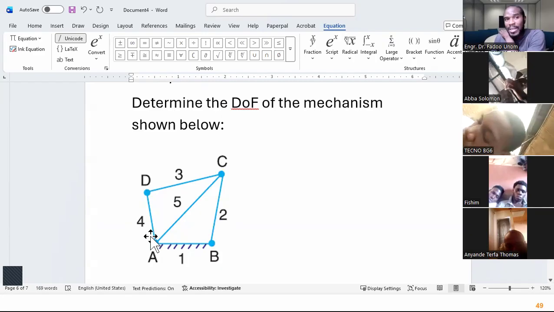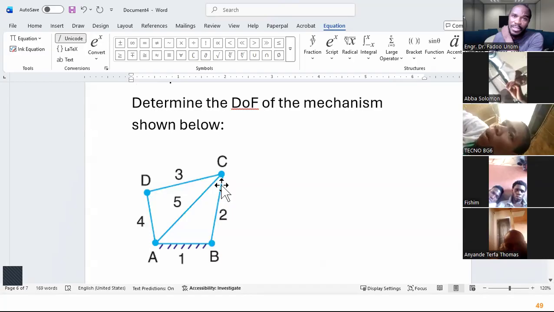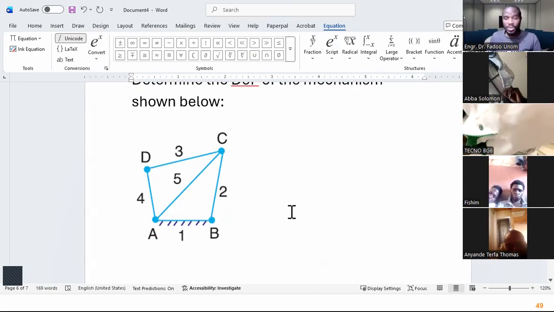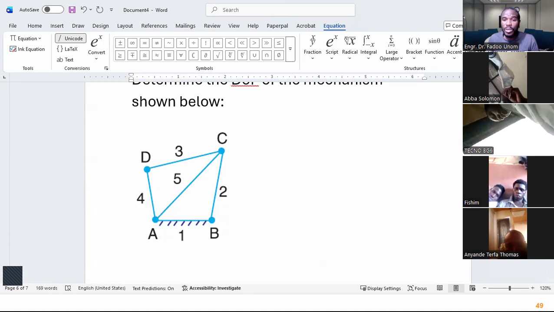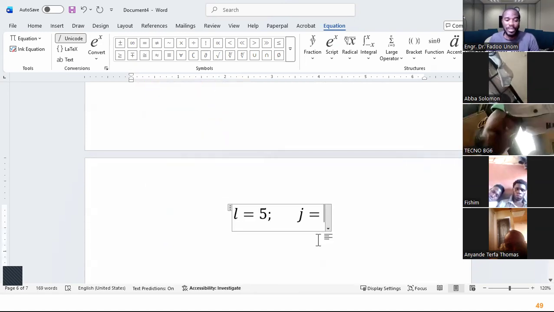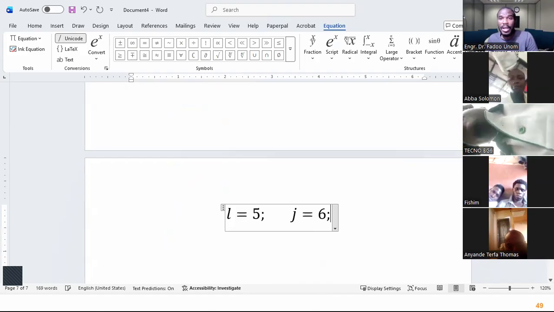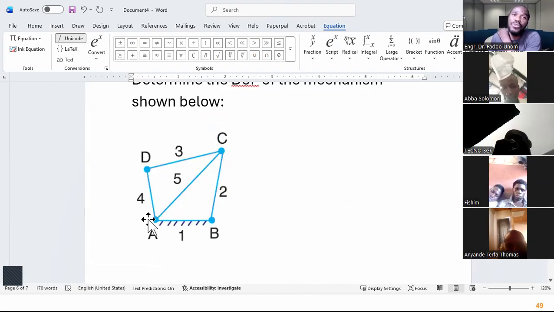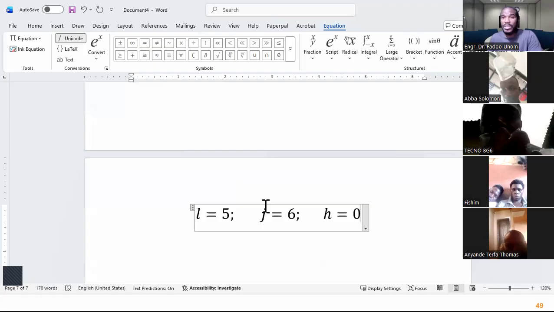So at A and at C, the equivalent binary joint there will be 3 links minus 1, which is 2. So there are 2 binary joints here, 2 binary joints. That makes it 4, right? And then there is 1 there and 1 here. That makes it 6, okay? So we would say that J is 6, right? And H, how many higher pairs are here? There are no higher pairs. All these joints, A, B, C, and D, are lower pair joints. So H is 0, right?